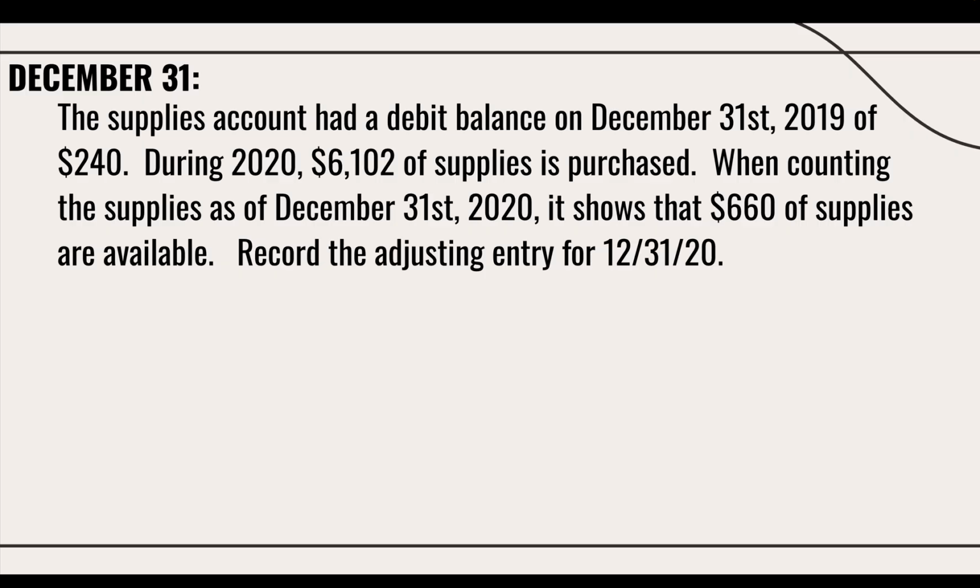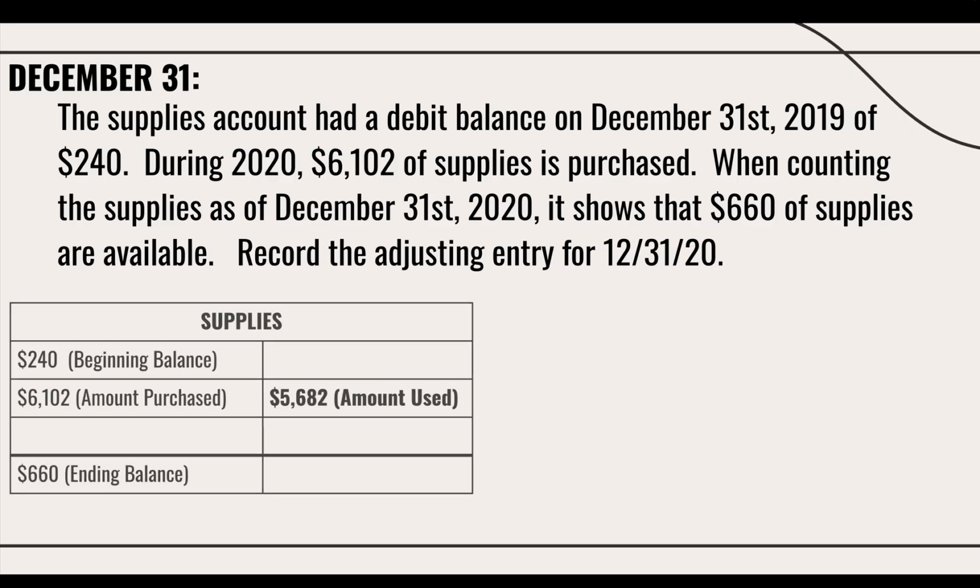And so, like I said, the best way to look at this to avoid mistakes is to set up a T account. So you could see here the $240 is the beginning balance. They purchased 6,102, and then they had 660 left over. And so, if you understand that supplies is an asset, this is a positive, that buying more is an additional positive, and that the normal balance always ends on the positives, on the debit side. All right, so a quick equation to calculate this would be 240 plus 6,102 minus X equals 660. And so when you solve for X, you would get 5,682.